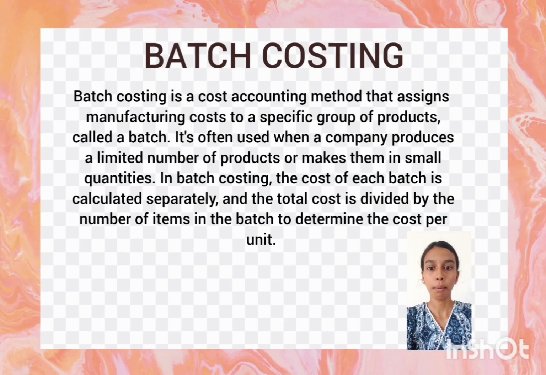Batch costing is a cost accounting method that assigns manufacturing cost to a specific group of products called a batch. It's often used when a company produces a limited number of products or makes them in small quantities. In batch costing, the cost of each batch is calculated separately and the total cost is divided by the number of items in a batch to determine the cost per unit.